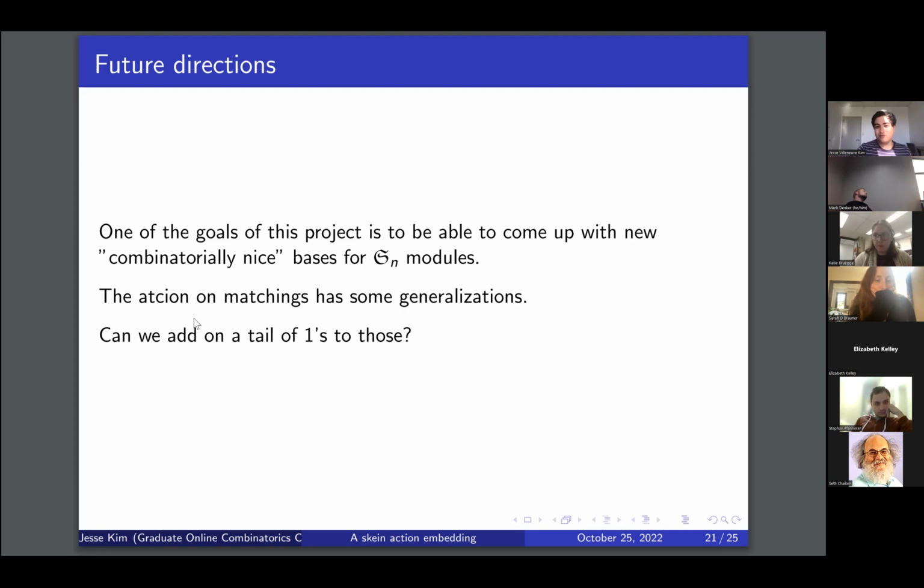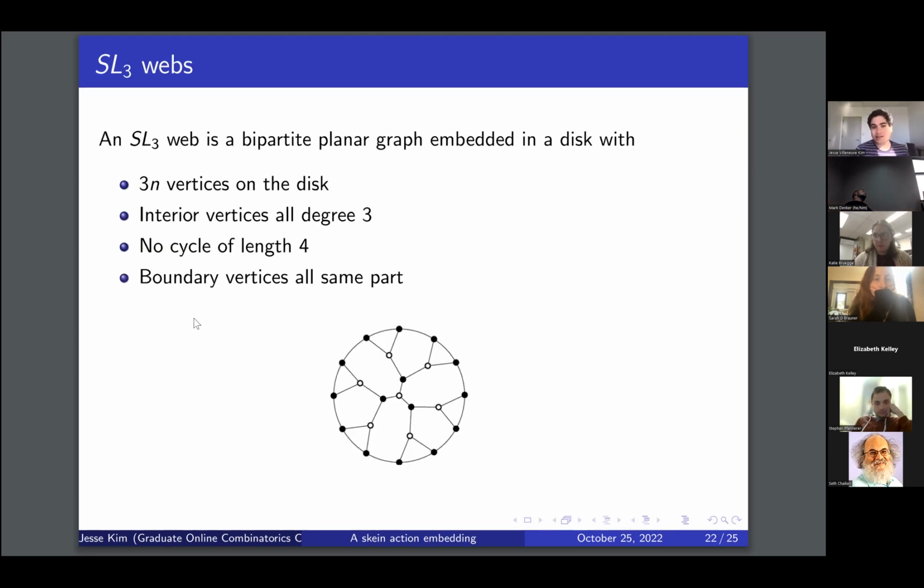And so one possibility I've been looking at is something called SL3 webs. So an SL3 web is a bipartite planar graph embedded in a disk with 3n vertices on the outside of the disk. All of the interior vertices have degree 3. There's no cycles of length 4 or 2. And we're thinking of the disk as not connecting these vertices, so the vertices on the outside are degree 1. They're just connected to these. And the boundary vertices are all in the same part of your bipartition. So this should say no cycle of length 4 or 2. Apologies on that.